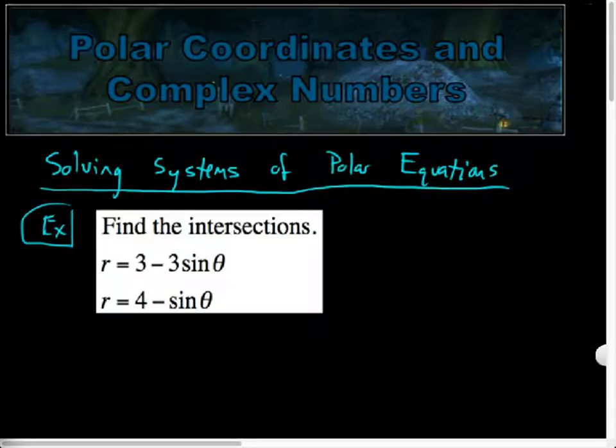And I've got a single example coming your way right here. It says find the intersections of r equals 3 minus 3 sine theta and r equals 4 minus sine theta. So I've got two polar equations.